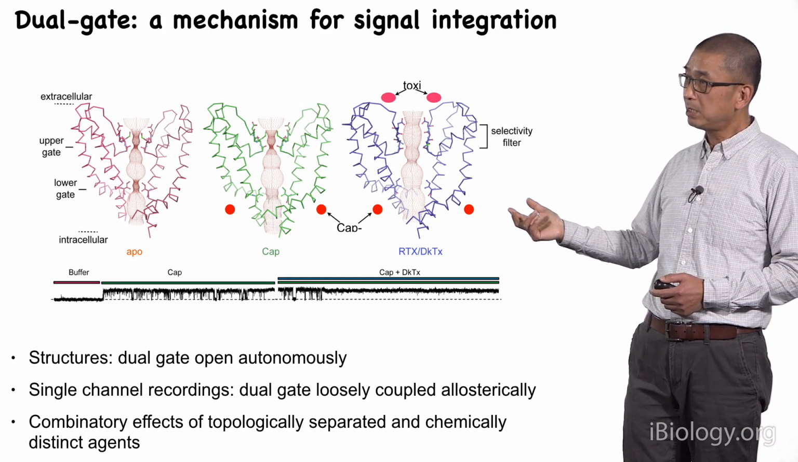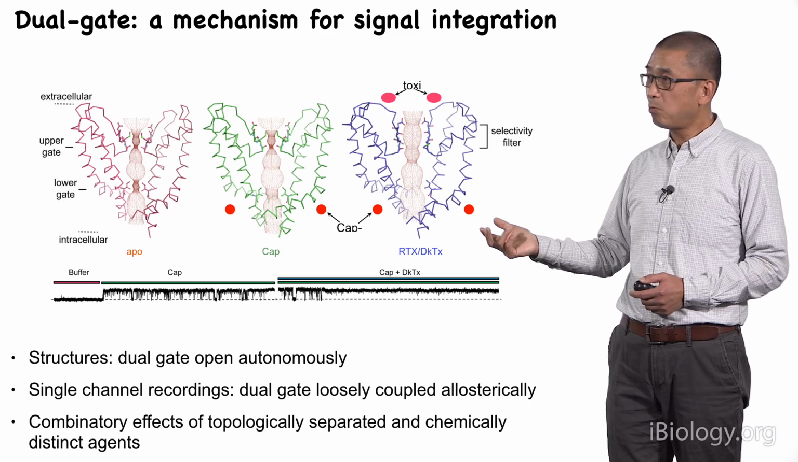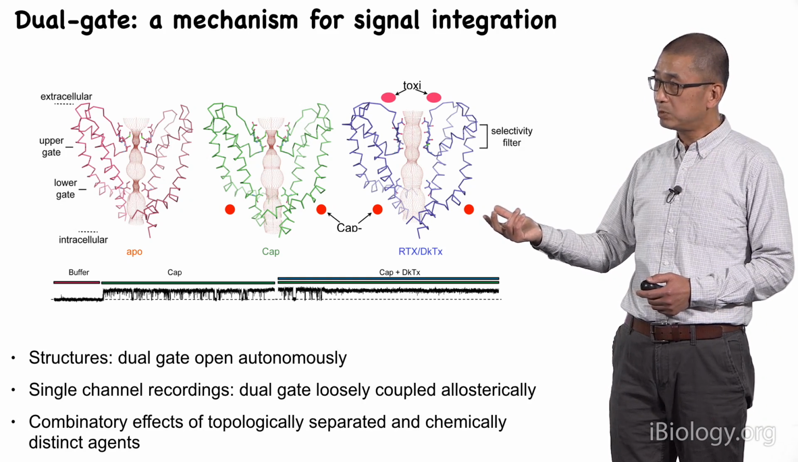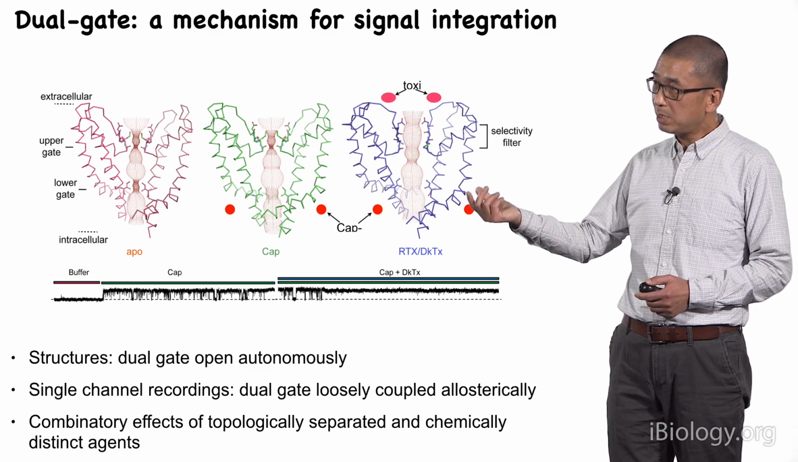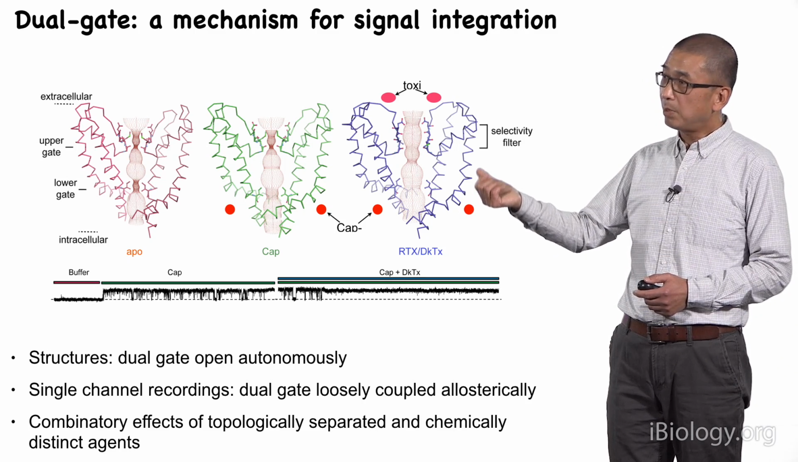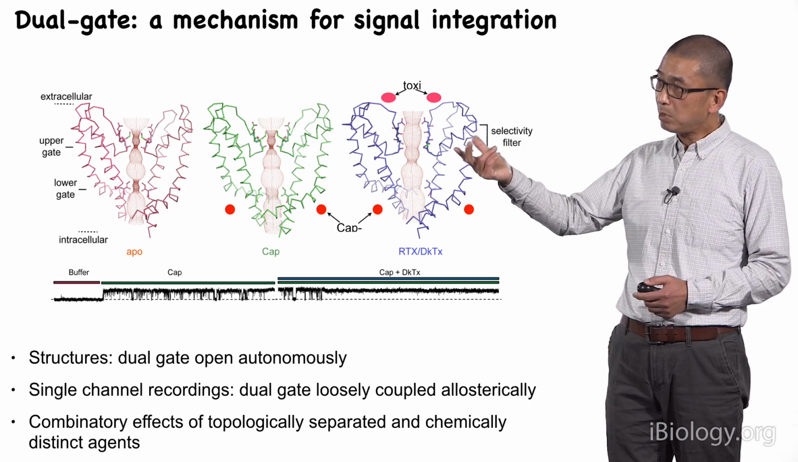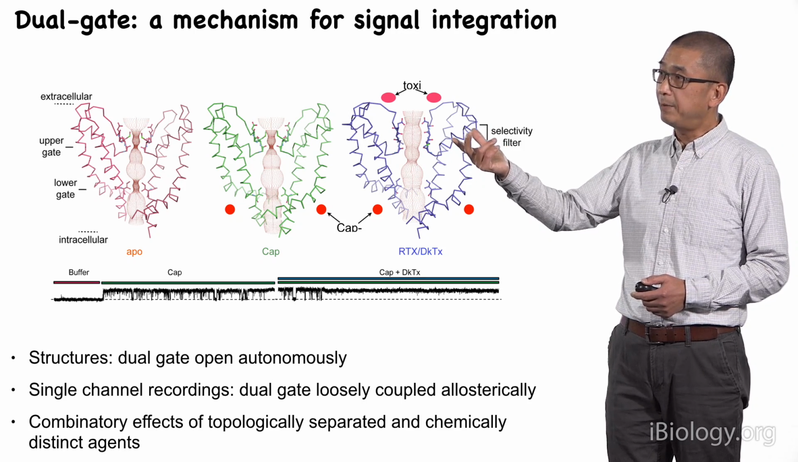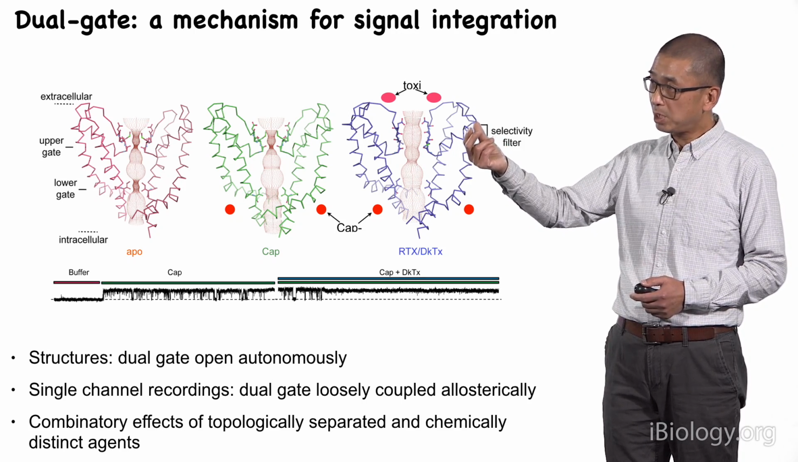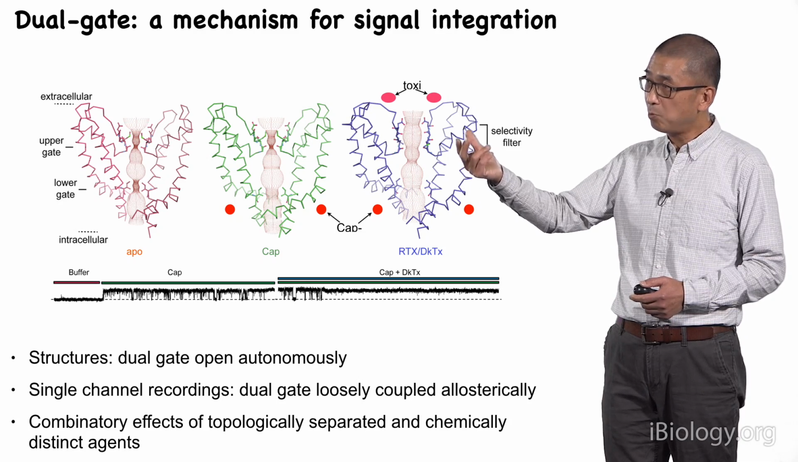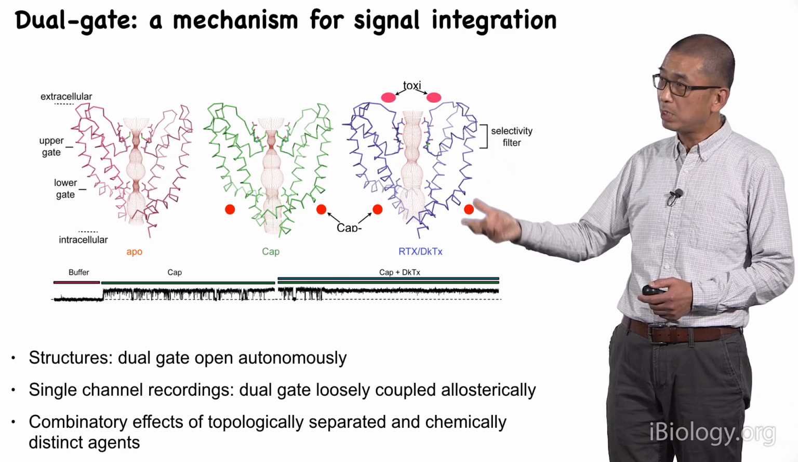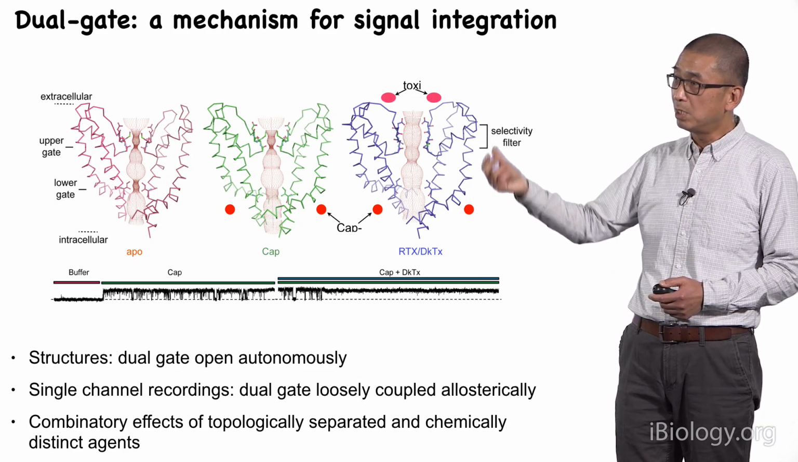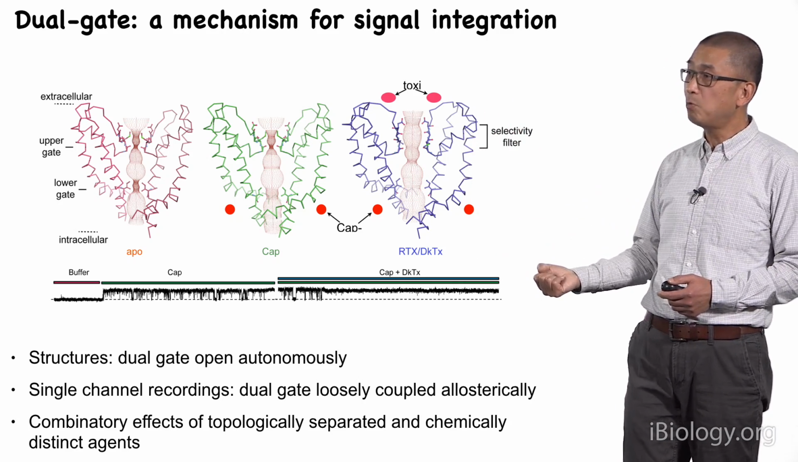On the far right here is the structure of TRPV1 in the presence of a capsaicin-like molecule binding in the bottom, in which you can see that the lower gate is in an open conformation. But also, in the outer pore there's a double knot toxin binding to the channel, which also opens the channel. You can see that now both the outer gate and the lower gate are in the open conformation. The channel is in a completely open state.